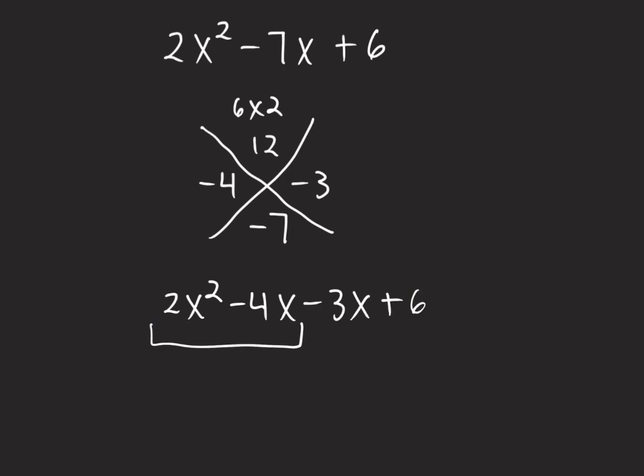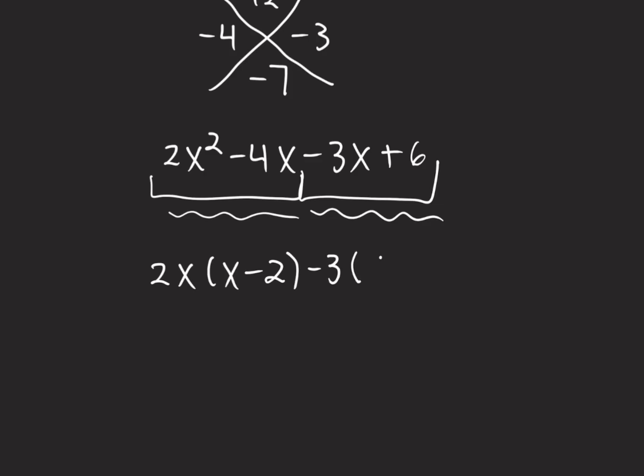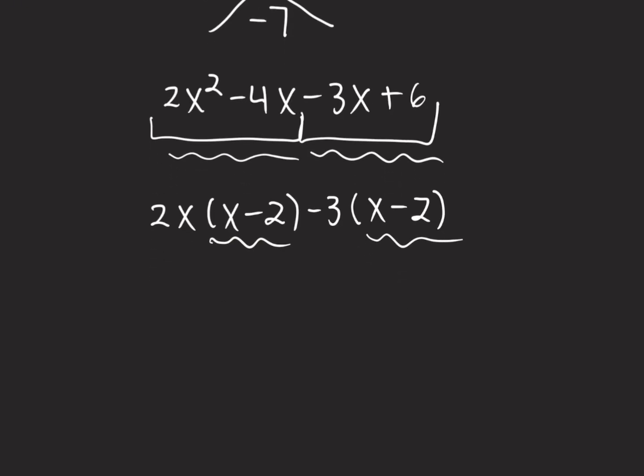Okay, and we're going to group them together again. And if we go to factor this, well, this first one here, we can common factor out a 2 and an x, and we'll be left with x minus 2. And this other one over here, we can factor out a -3. And we'll be left with x minus 2. So our brackets match. So now to write out our final answer, we write out our x minus 2 and our 2x minus 3.